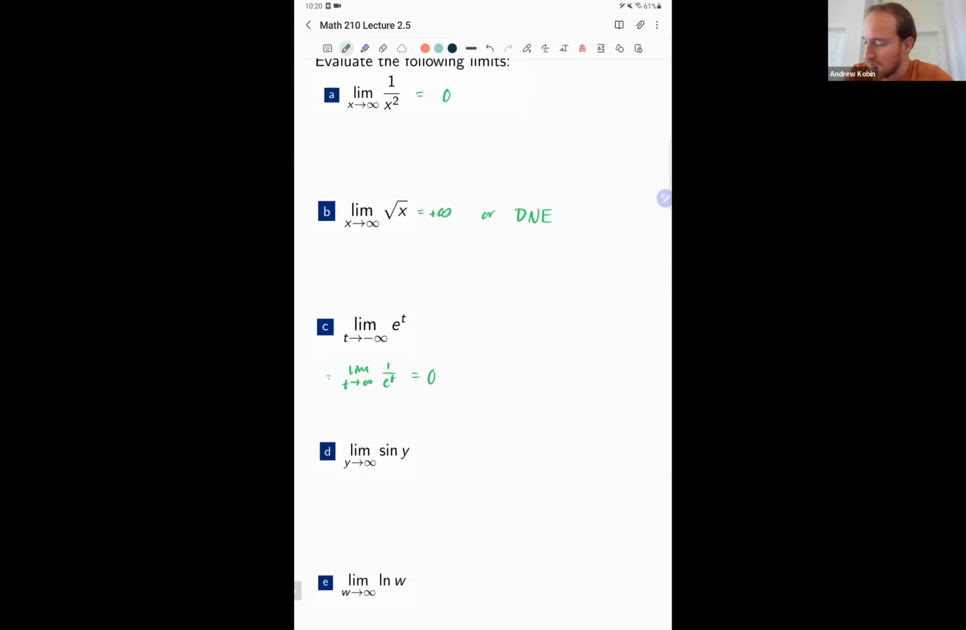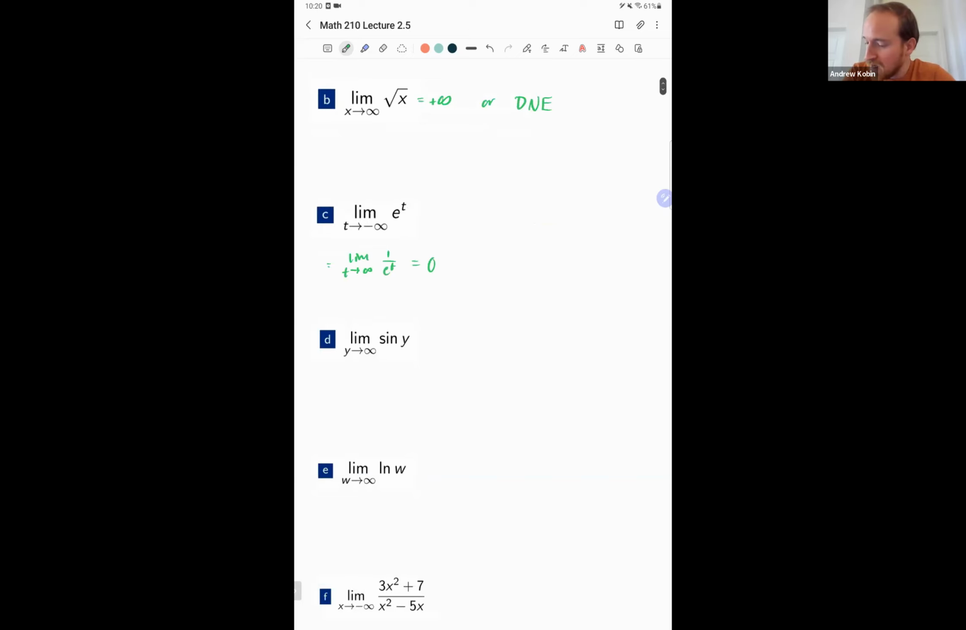Part D, we can do things with trig functions. The limit as y approaches infinity of sine of y does not exist. And we can't give this value, or a sort of a vague value like plus or minus infinity, because in this case, the sine function oscillates.